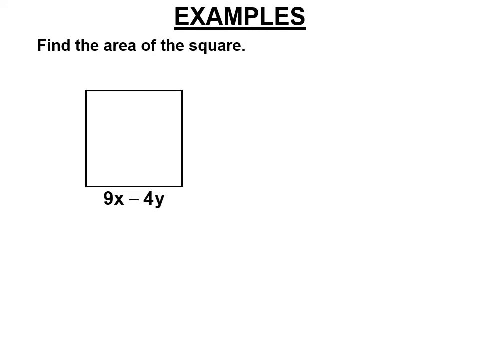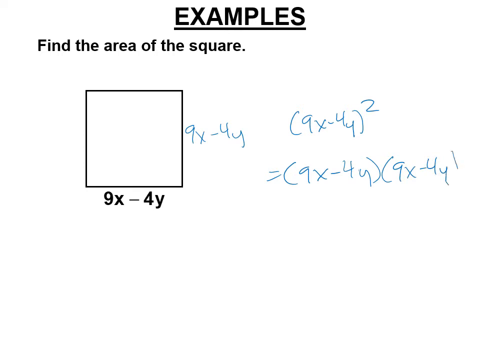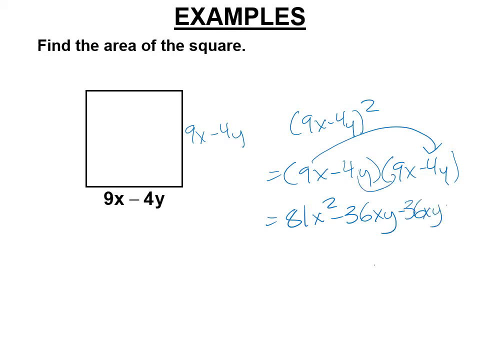Find the area of a square. All right, a square, all the sides are the same. And to find the area, you multiply 2 sides. So this is 9x minus 4y squared, or 9x minus 4y times 9x minus 4y. And you get 9 times 9 is 81x squared. 9x times negative 4y, negative 36xy. In the middle, you get negative 36xy, and then you get plus 16y squared. Negative 4y times negative 4y.